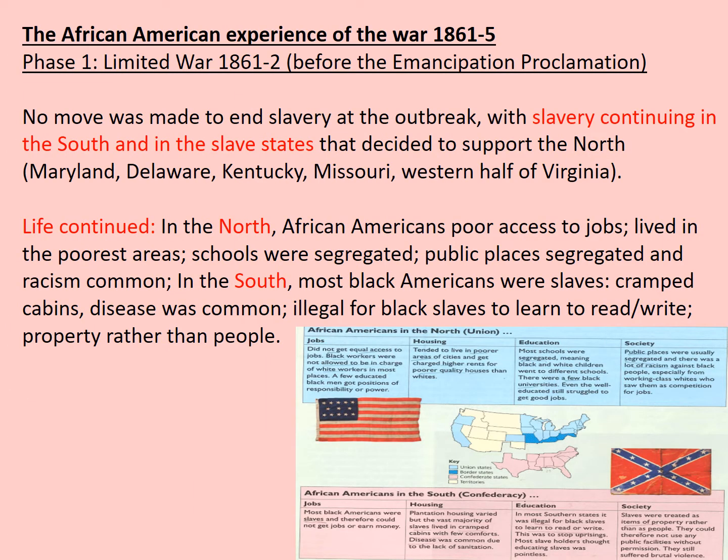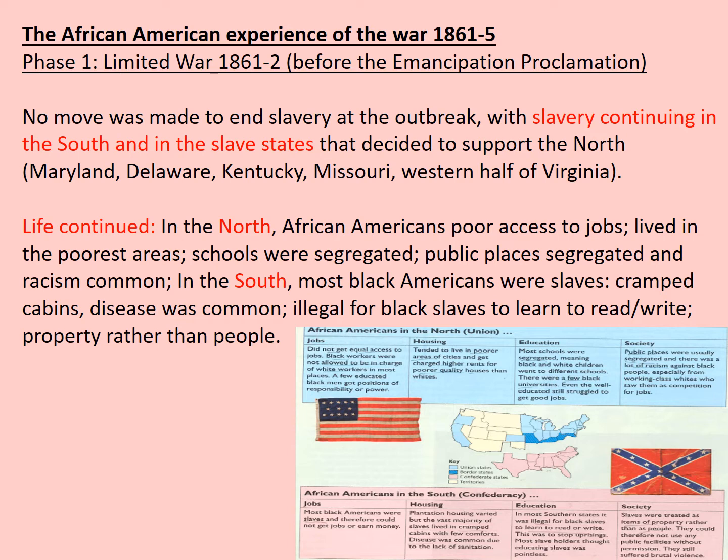Now, in the early stages, we have to remember that life continued as normal. So in the North, African Americans, though free, lived in the worst areas with the worst jobs, with the worst money, and they're very much segregated. In the South, most Black Americans were slaves. They lived in cramped cabins. There was disease. They couldn't read or write. That was illegal.